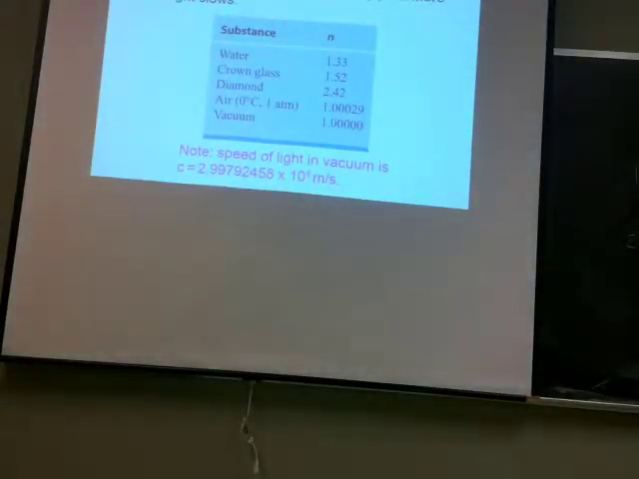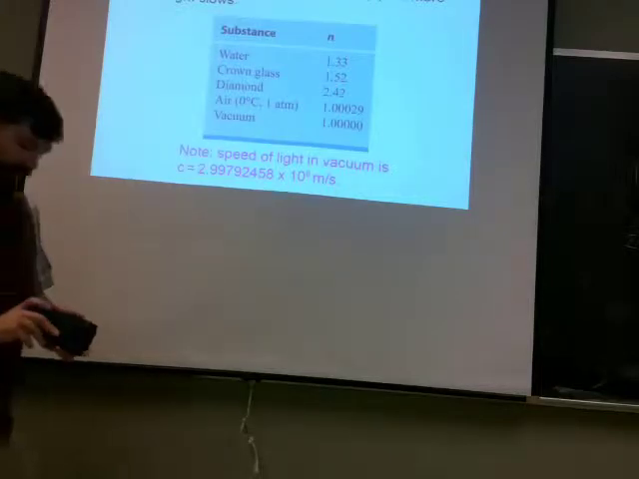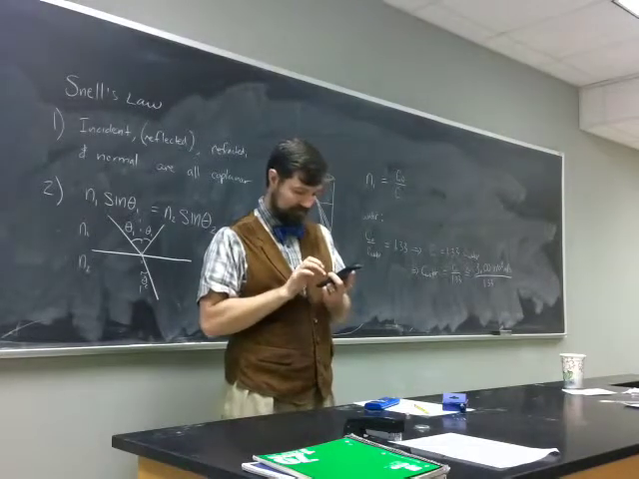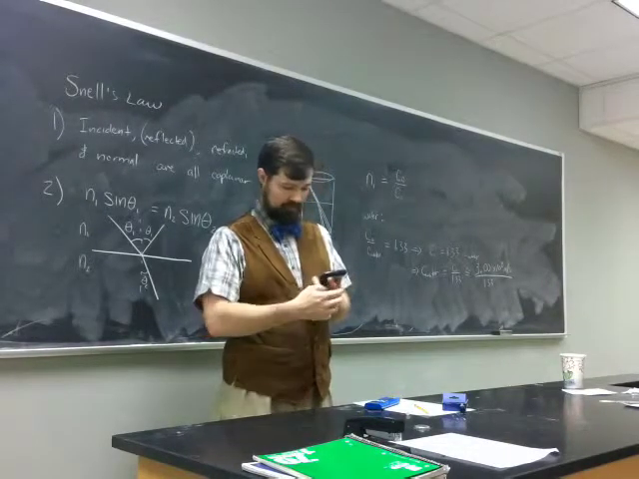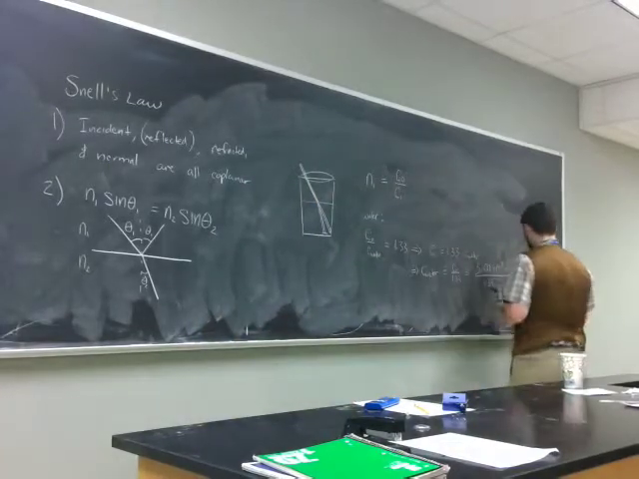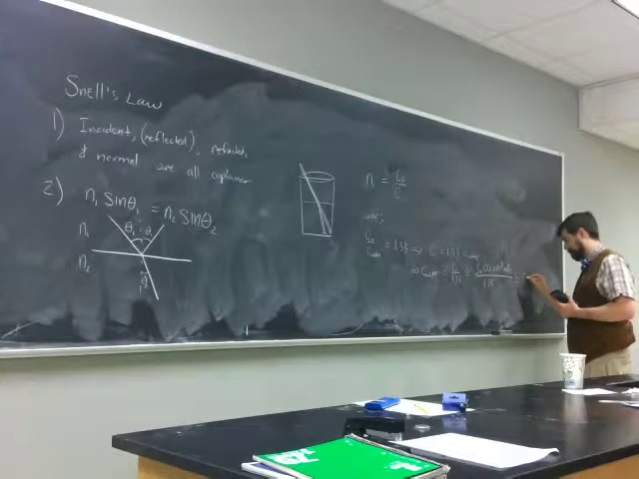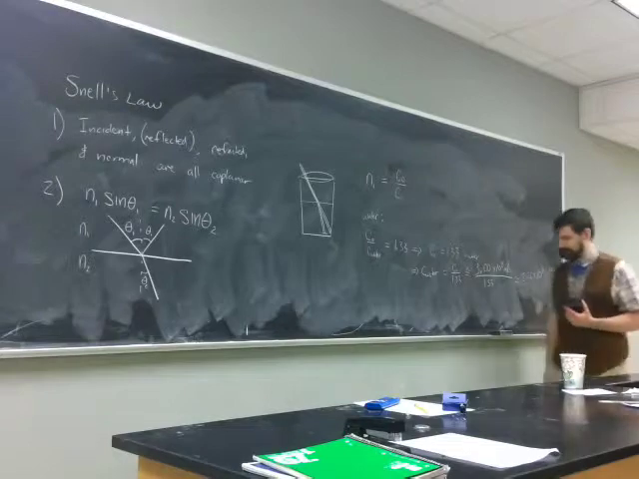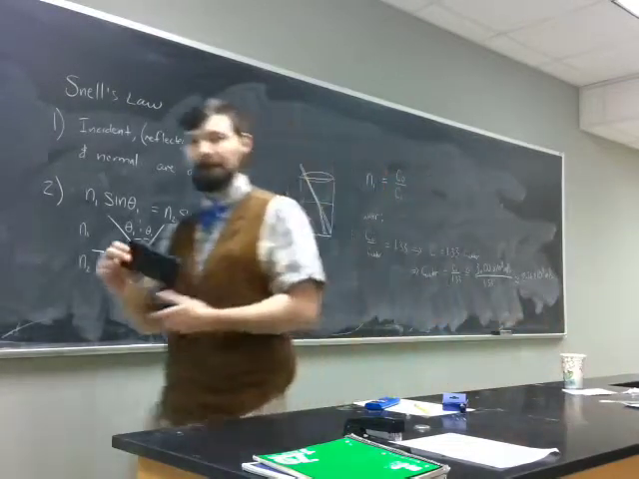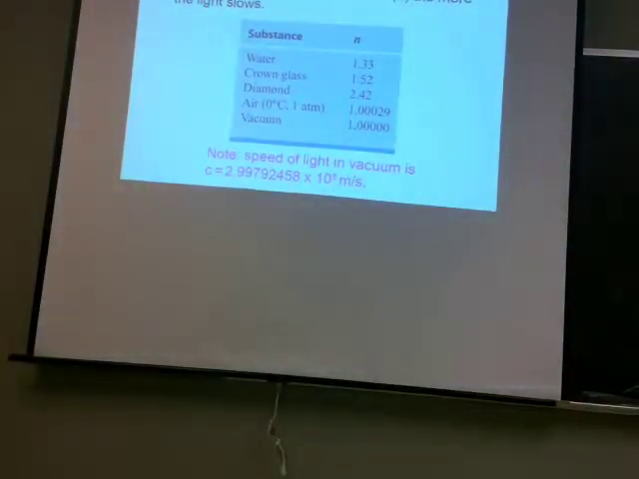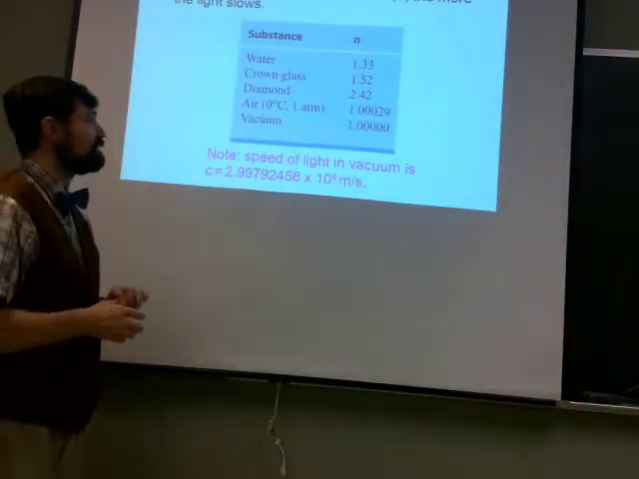So at this point, it's a calculator problem. We used to have a calculator up here, but it seems to have disappeared, so I'll use this one. You plug it into your calculator, you get about 2.26 times 10 to the 8. So that's roughly how fast light travels through water.